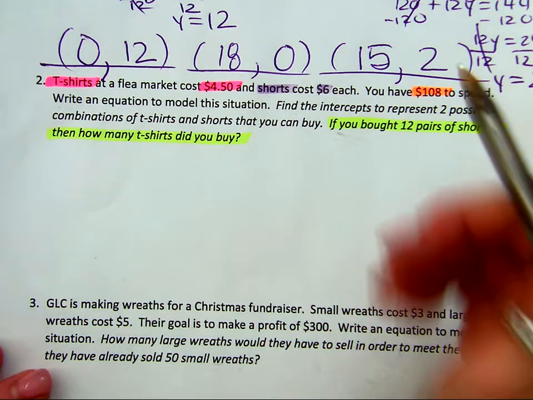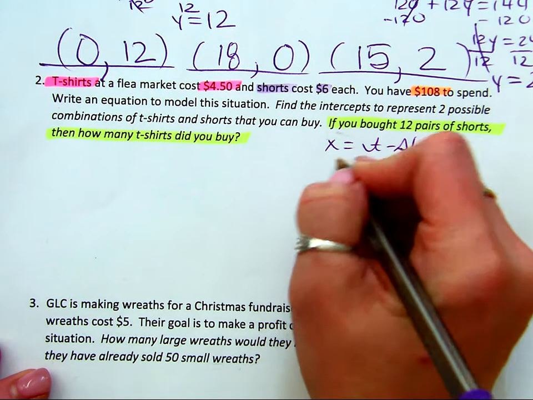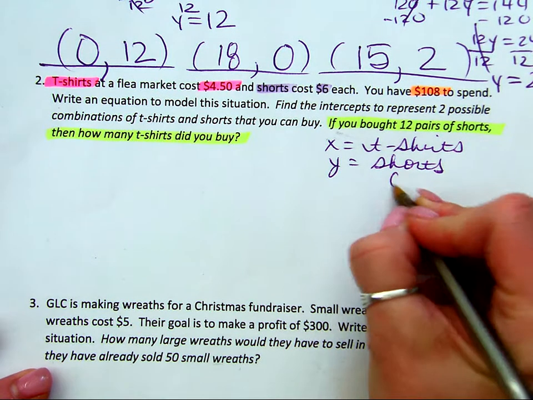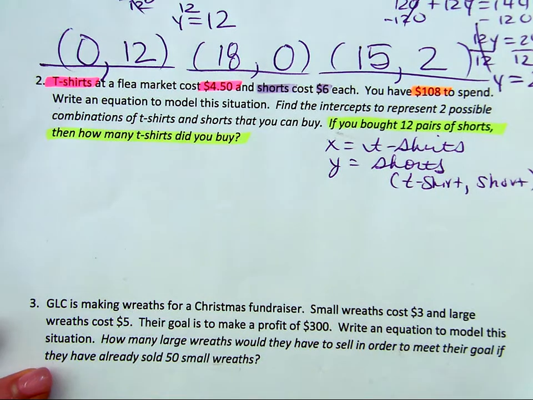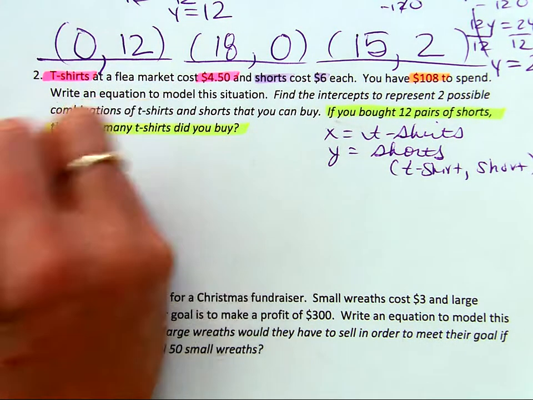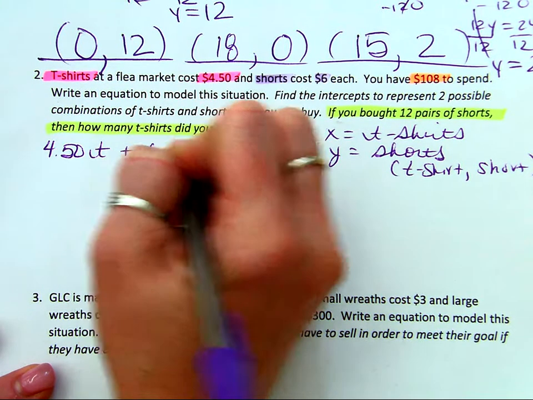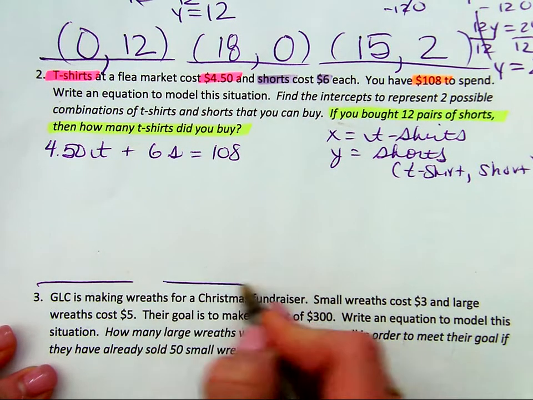Let's let X equal the number of T-shirts, and Y is going to equal the number of shorts. Okay? Which means it's going to be T-shirts, comma, shorts in my answer. That's helpful to see. Which means $4.50 for every T-shirt, $6 for every pair of shorts, and I have $108 to spend. If you don't like the T and the S, use X and the Y, whatever you want to do. All I know is I have my standard form equation ready. I have to find my 3 answers.